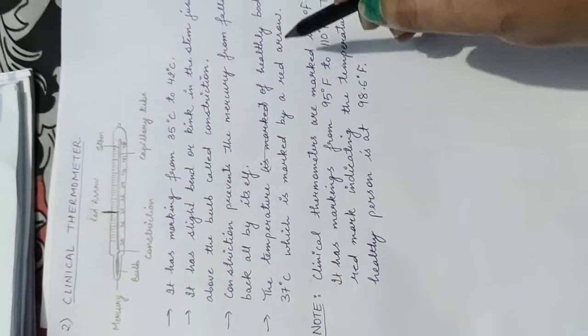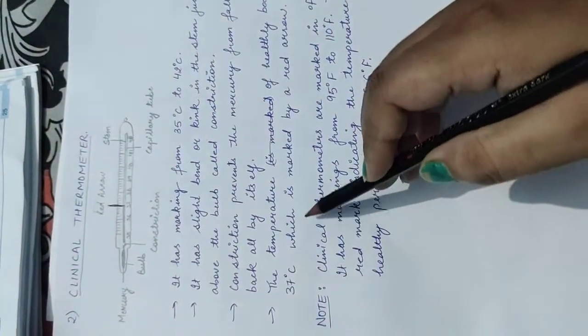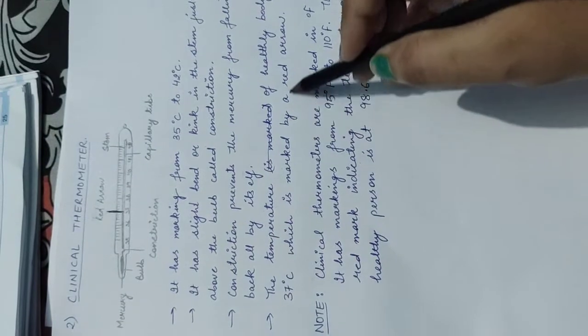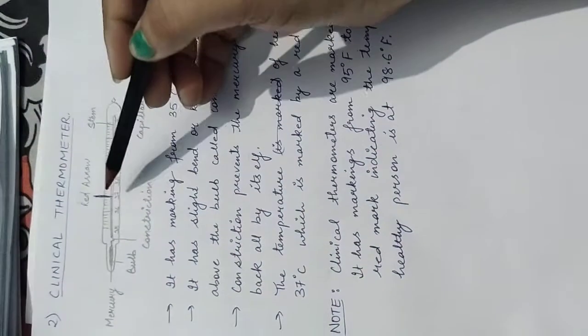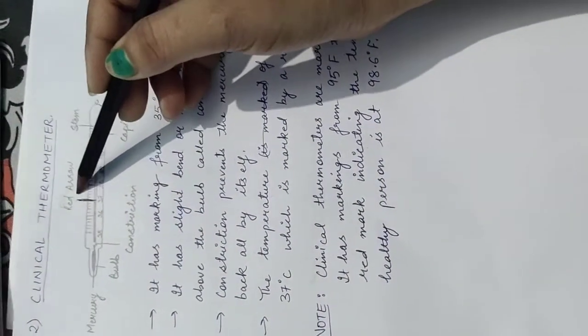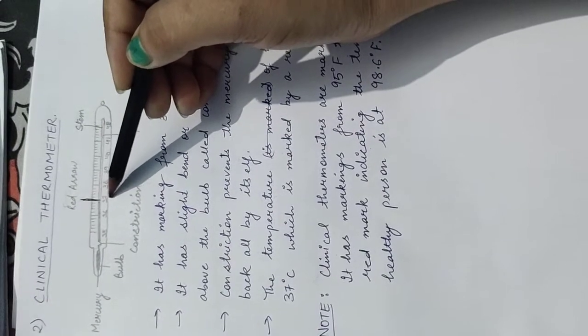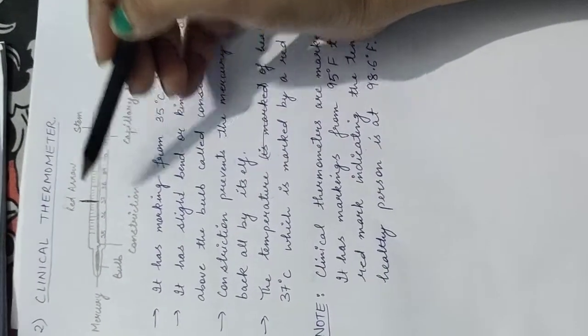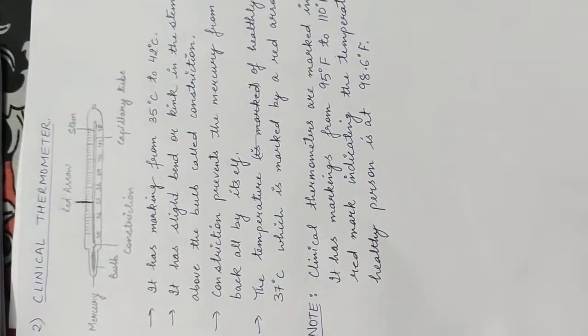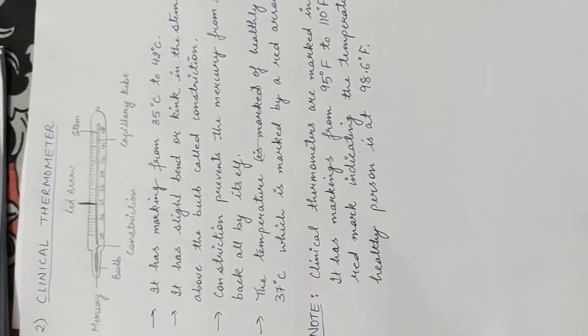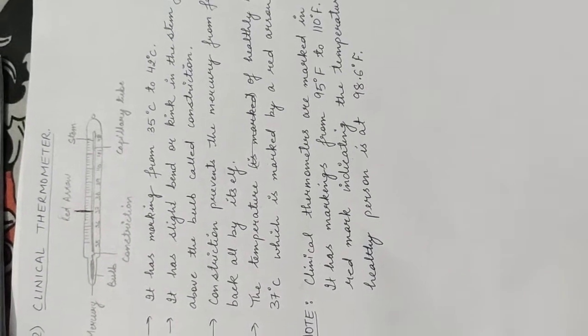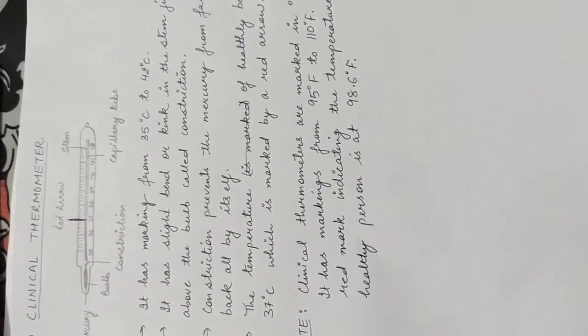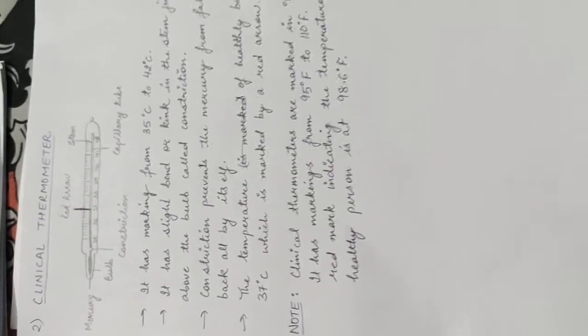Then the temperature of a healthy body is 37 degrees Celsius, which is marked by a red arrow. So here you can see this is a red arrow, which is the temperature of a healthy body. So if you are healthy, your body temperature should be 37 degrees Celsius. If it is more, it means you have fever.